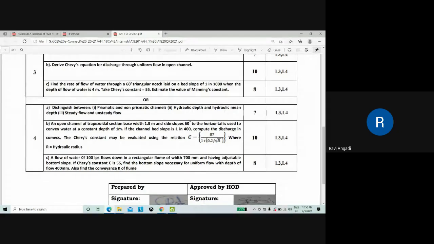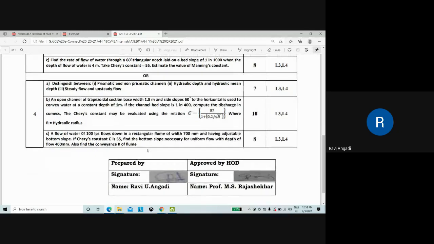And here, a flow of water of 100 LPS flows down in a rectangular flume of width 700 and having adjustable bottom slope. If Chezy's constant C is 55, find the bottom slope necessary for uniform flow with the depth of flow 400 millimeter. Also find the conveyance K. Here the K value has been asked, and you have to first calculate the bottom slope, then calculate the conveyance K. It is for 8 marks.